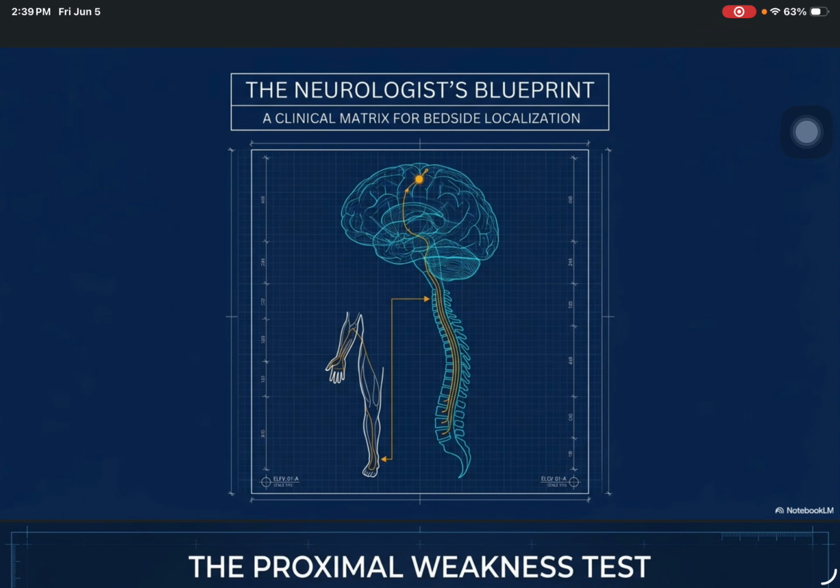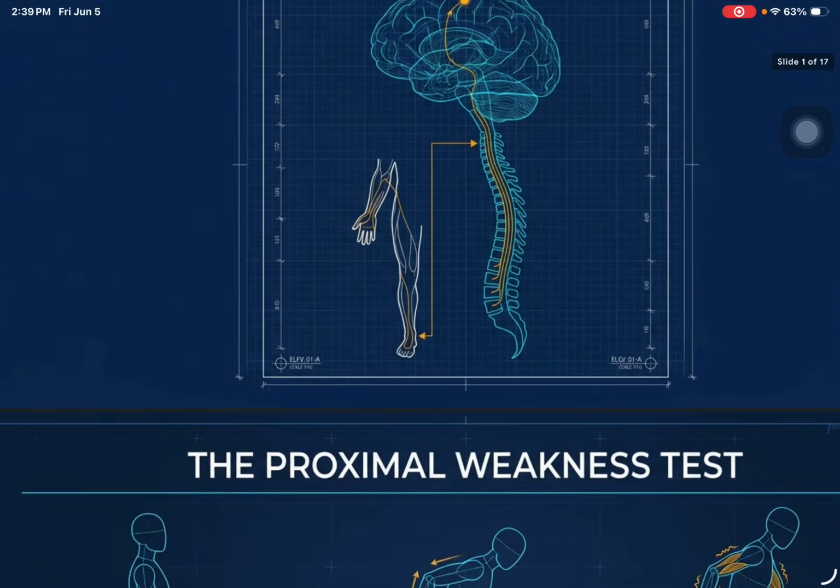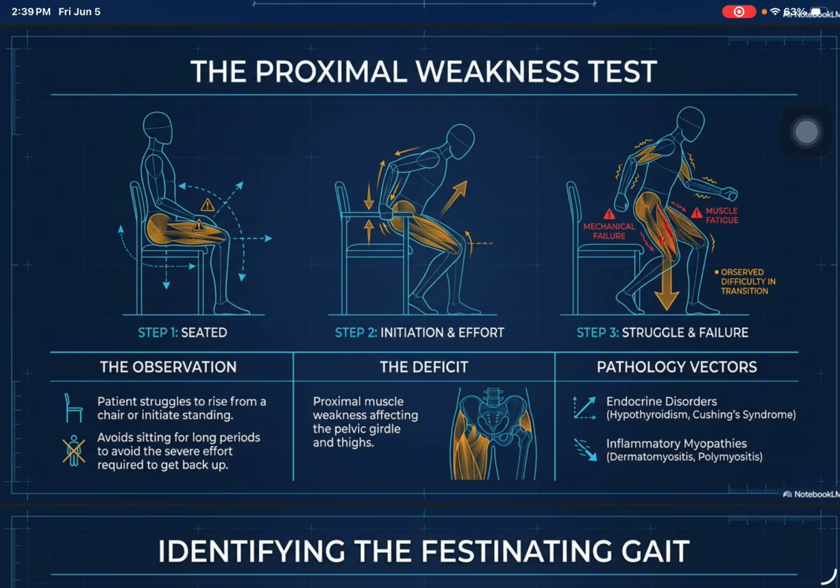Today I'm describing the neurological blueprint of examinations. The first picture is the proximal muscle weakness test.